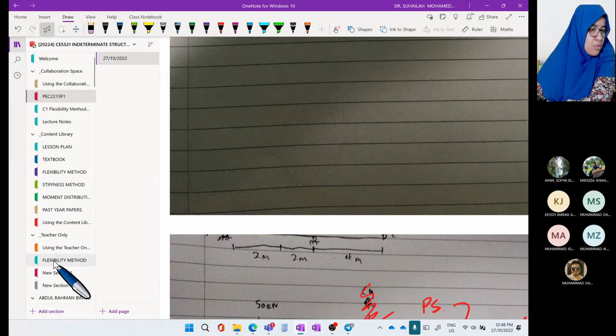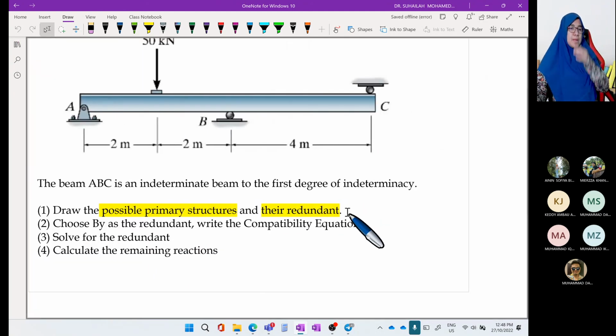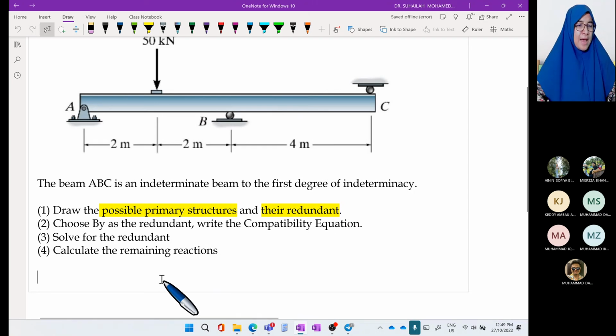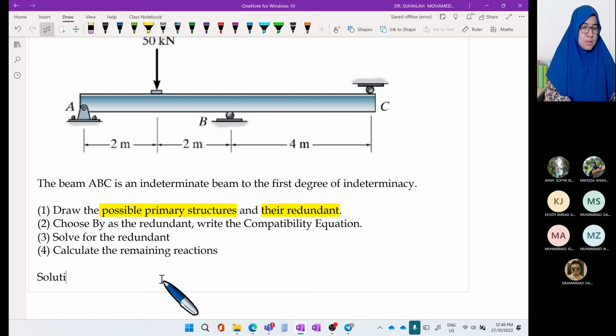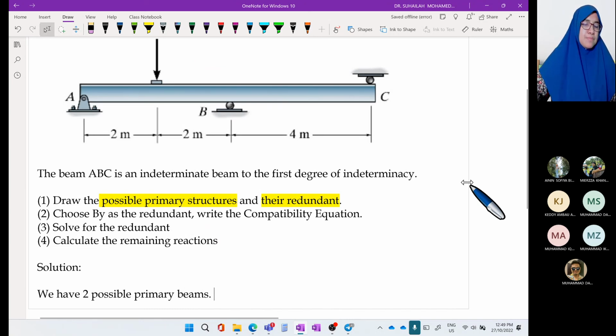Okay, let us move back, it is already 12.50. Any questions? Look back at the earlier one. Where is it? This one. Okay, so when the question says draw the possible primary structure and the redundant, we have two possibilities. So this is the solution. For number one, we have two possible primary beams, because we have two redundant options.